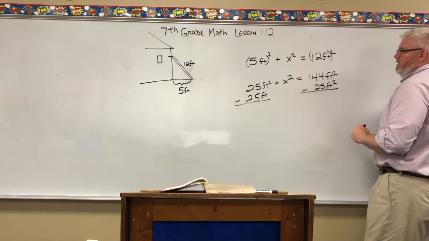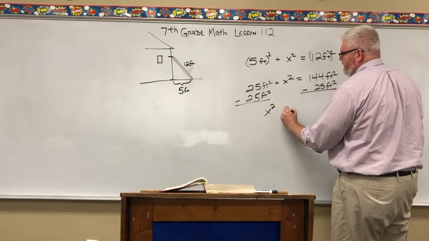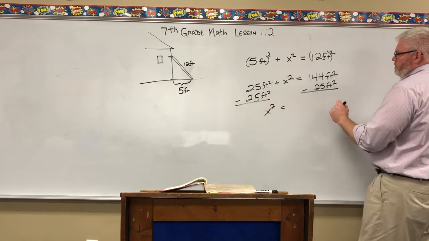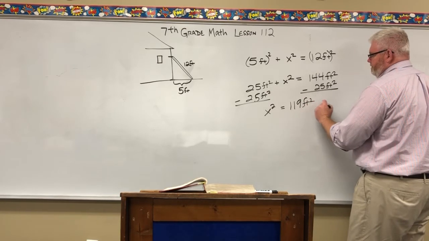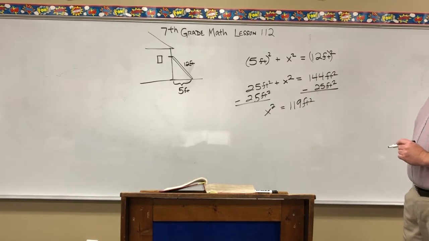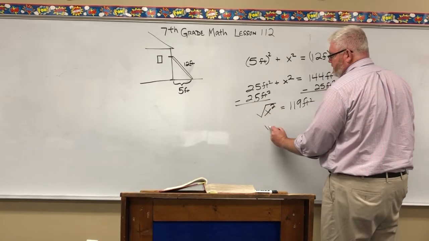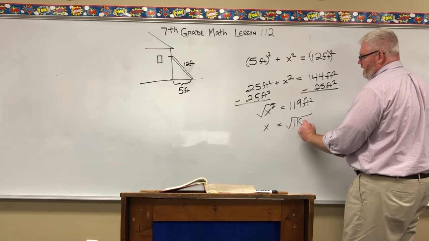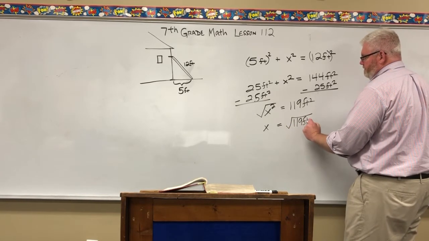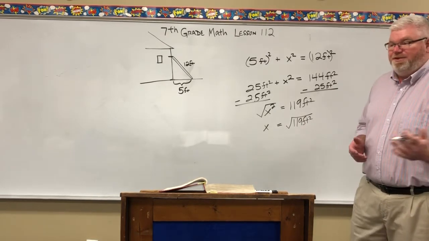When we do that, we get x squared on this side, and then x squared is equal to 119 square feet. Now, the next thing we have to do is we're going to try to solve for x, so we've got to take the square root. So that gives us x over here, and x is going to be equal to the square root of 119 feet squared. So, in order to solve this, you're going to have to use a calculator today.